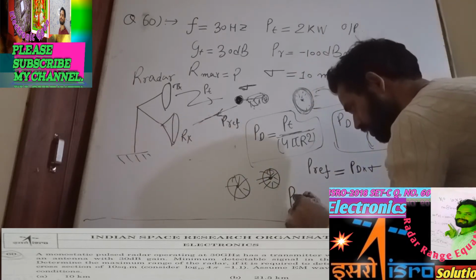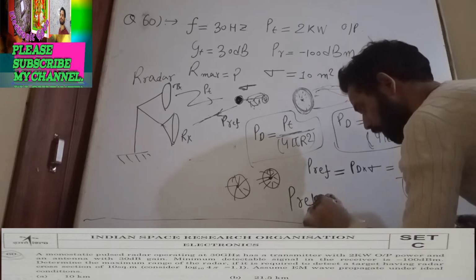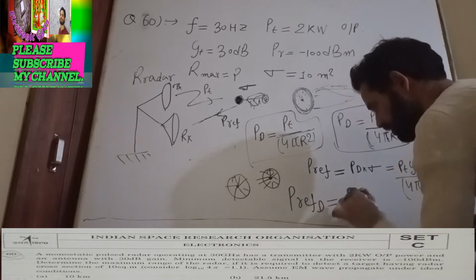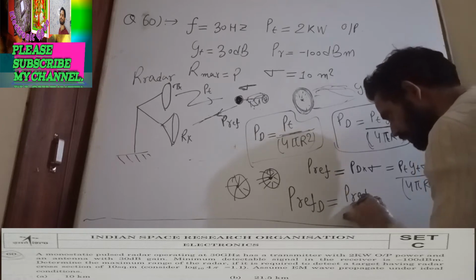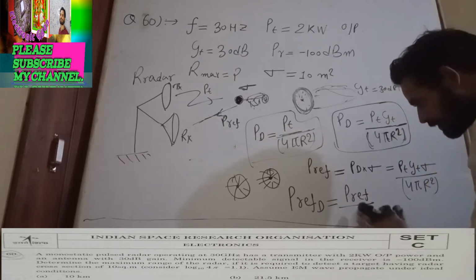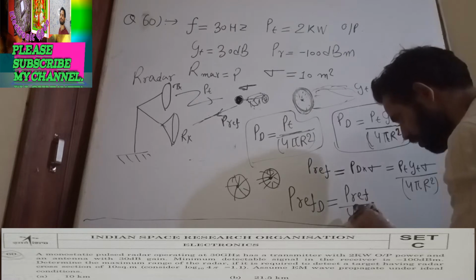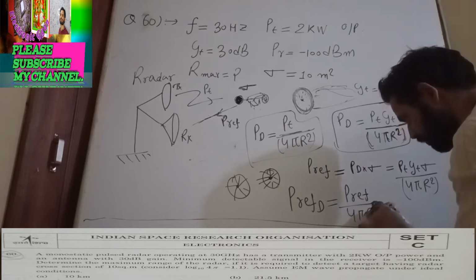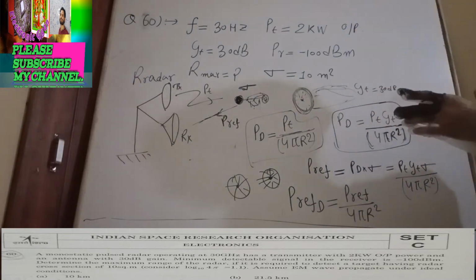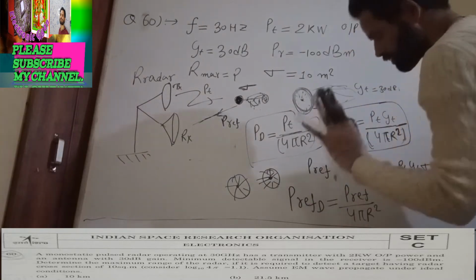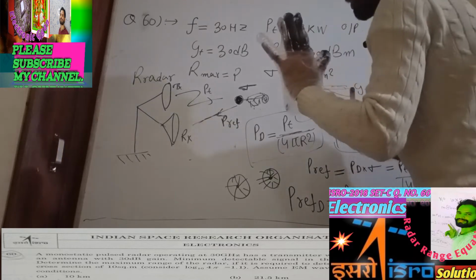So then what is this reflective power? If you see, reflective power density is nothing but P reflected power upon surface area. How much? 4 pi r square. So surface area is 4 pi r square. Up to this, it is clear to all of you.